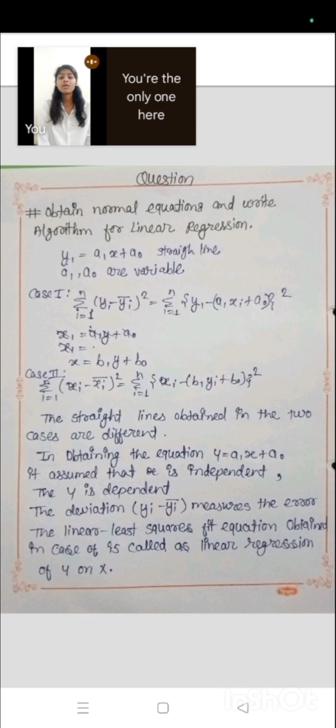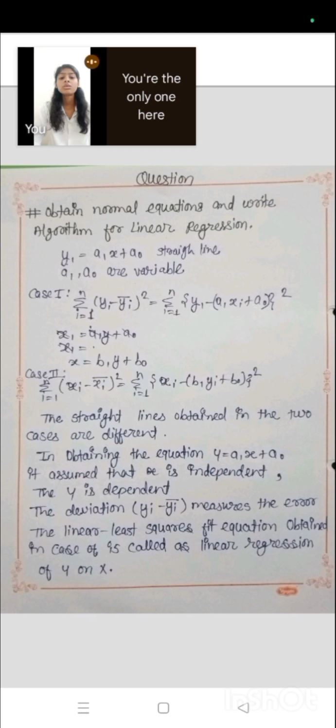Today we solve a curve fitting question, obtain the normal equations and write the algorithm for linear regression. Okay, so here we write a straight line equation: y = a1 x + a0. Here a1 and a0 are the variables which give the best straight line. Okay, so let's take case 1, the deviation between the tabulated values of x and y.